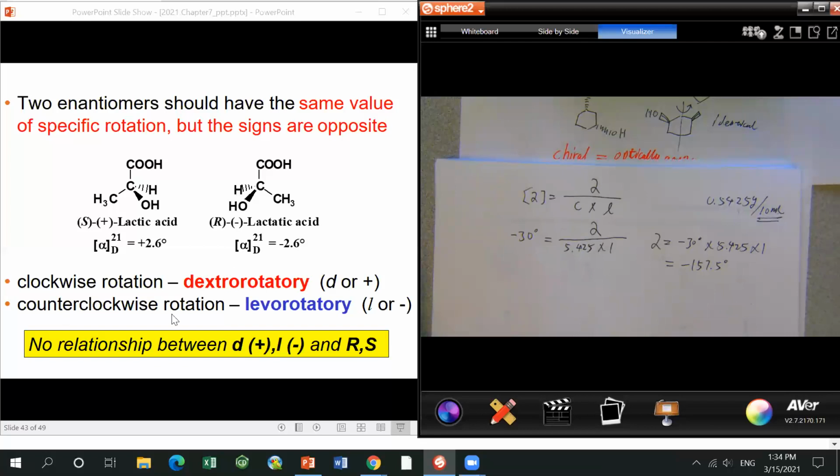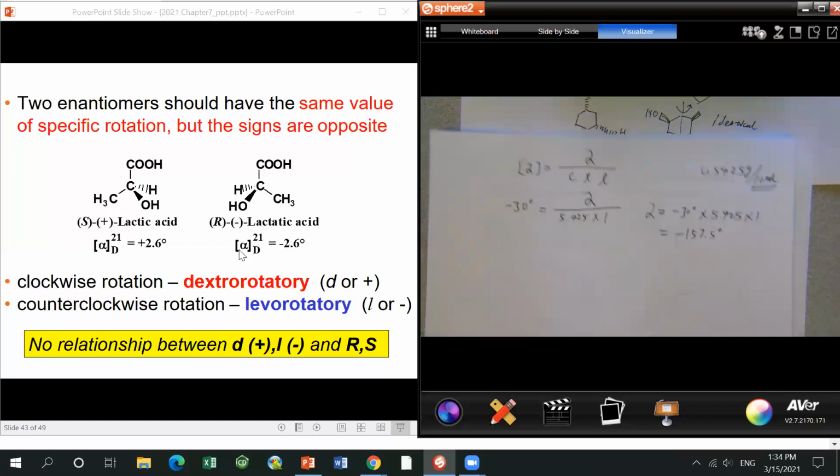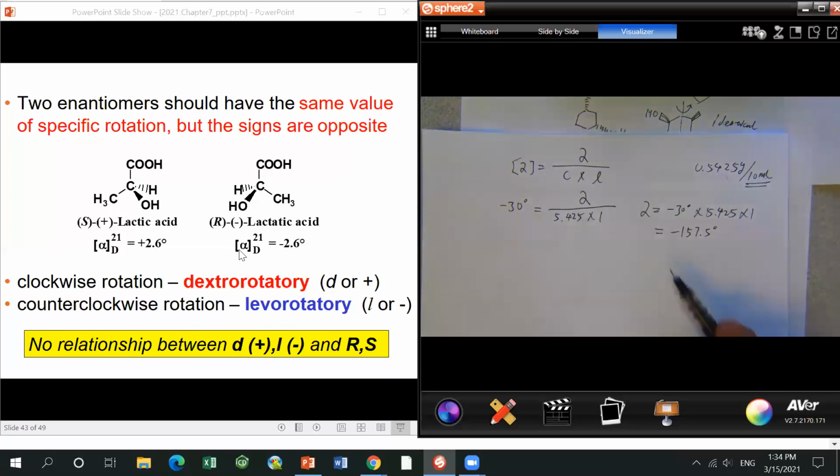And if it rotates counterclockwise, we call it levorotatory, so we use L or minus to indicate it. That's the minus. That means here the (S)-2-butanol, actually the second sample, rotates polarized light counterclockwise. So two enantiomers have the same value.